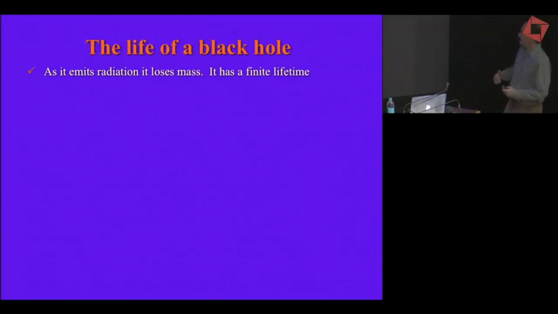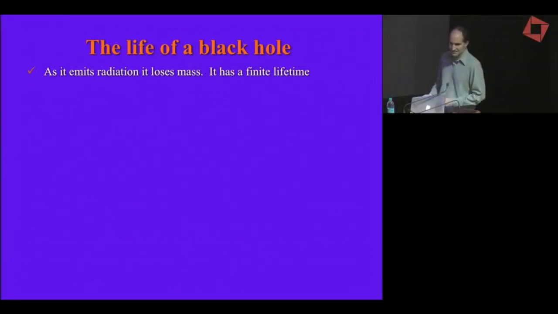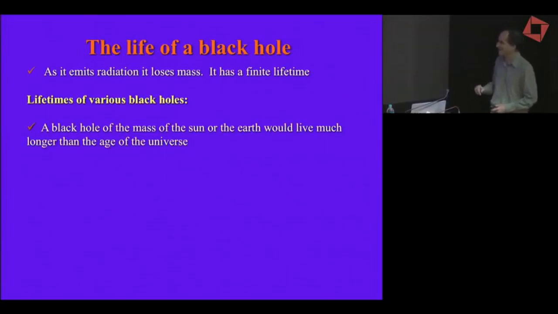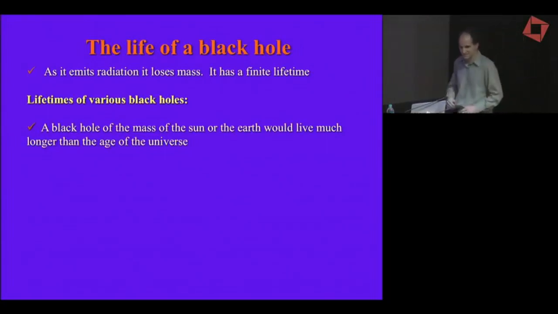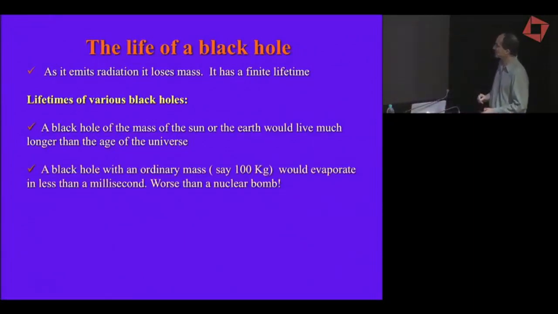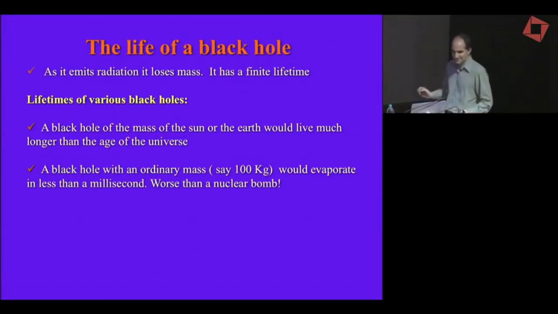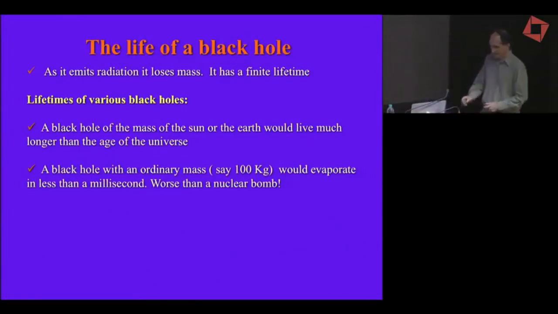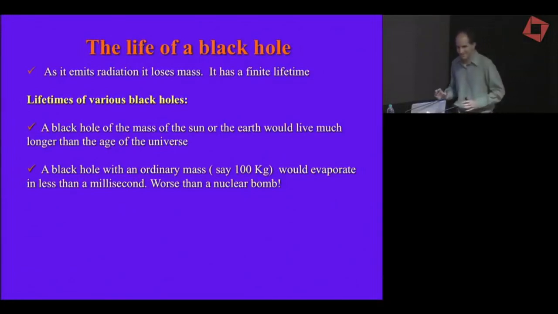So this implies that as it emits radiation, the black hole loses some mass, and therefore has some finite lifetime. Let's say what the lifetime of various black holes are. A black hole of the mass of the sun or the mass of the Earth will live much longer than the age of the universe, so you will never see it disappearing. A black hole with an ordinary mass, say 100 kilograms, will evaporate very, very quickly. I put here a millisecond, but it's even much smaller than that. All that mass is converted to energy, to radiation, and so it would be a big explosion. It would be worse than a nuclear bomb.